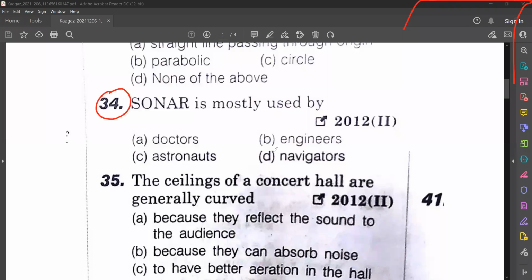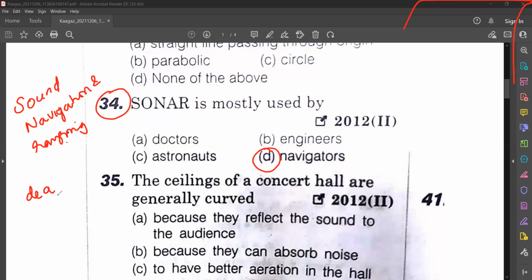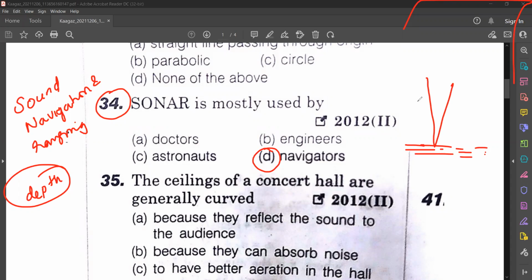Okay, so what is the meaning of sonar? Sonar stands for sound, navigation, and ranging. It is mainly used for detecting the depth of the sea, the depth of the ocean and so on. While navigating through oceans, this sonar will detect at how much depth the ocean floor lies, so that there is easy navigation.